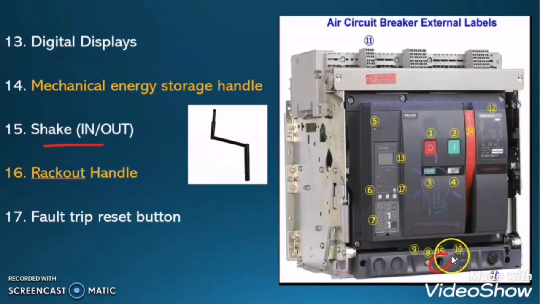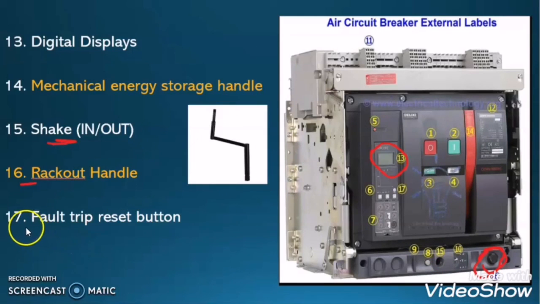The next is the rack slot. This is the slot: when we remove the rack out handle and put it in here and rotate this handle, then this ACB will rack in and rack out. This is the rack out handle. This is the slot for the rack out handle, and when we remove the handle from this slot, it will look like this. The purpose of this handle is to rack in and rack out the air circuit breaker.